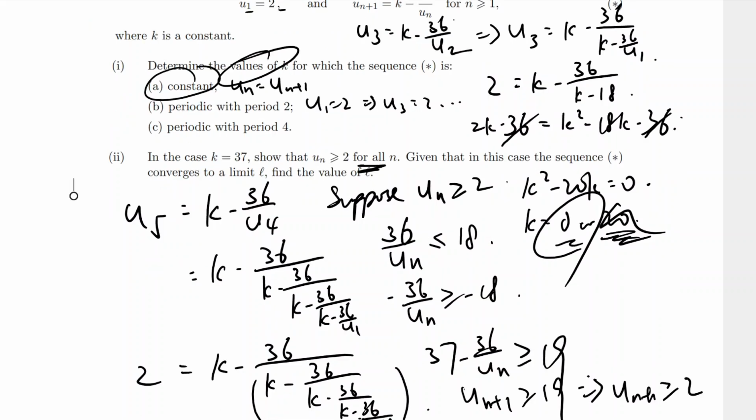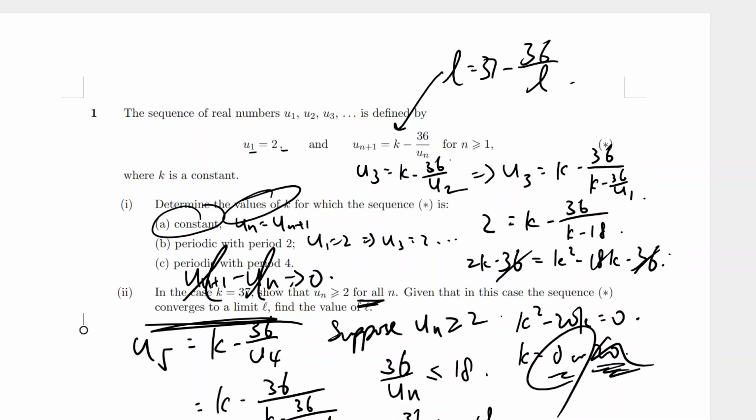Now, the last bit. Given that in this case the sequence converges to limit L, find the value of L. What does that mean? If it converges to some limit, technically you should write that the distance converges to 0, i.e. u_n and u_{n+1} are both L. So let's go back to the question. Let's use some space up here. I think it's just a quadratic: L equals 37 minus 36 over L.